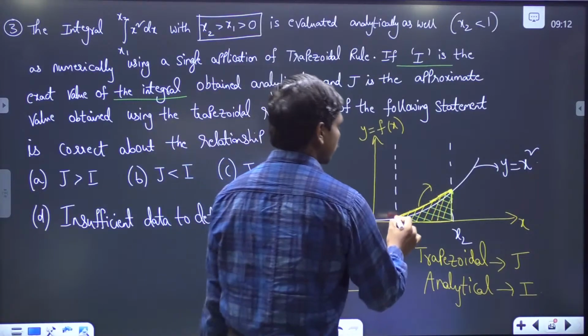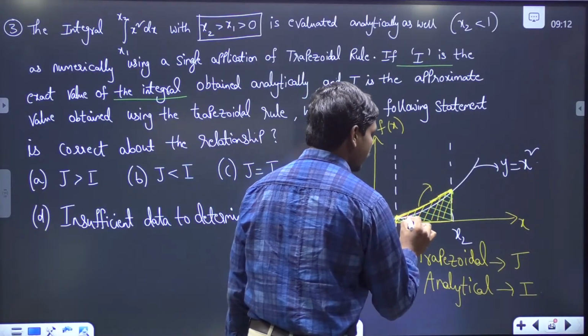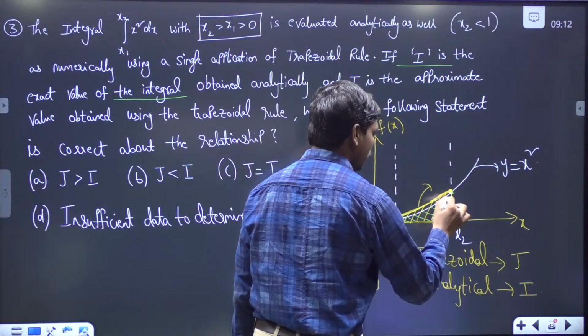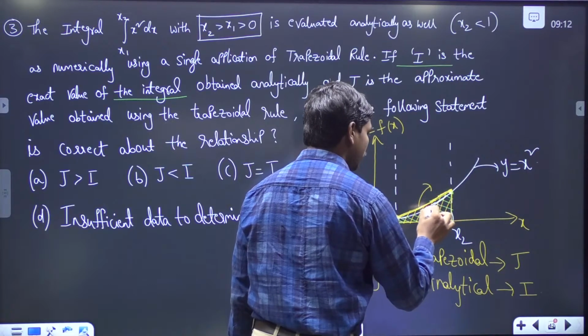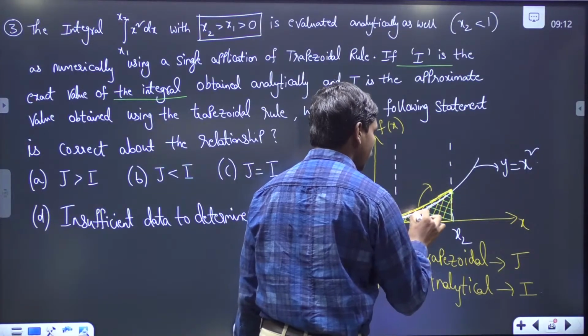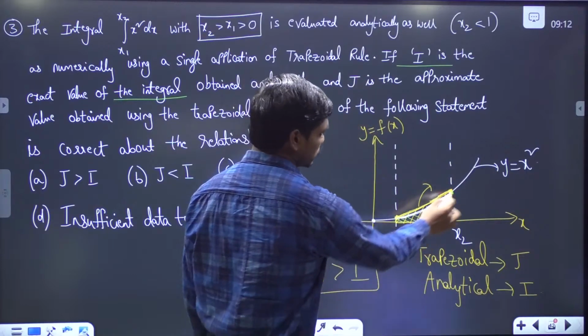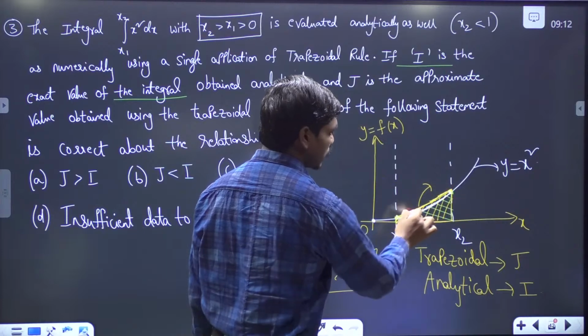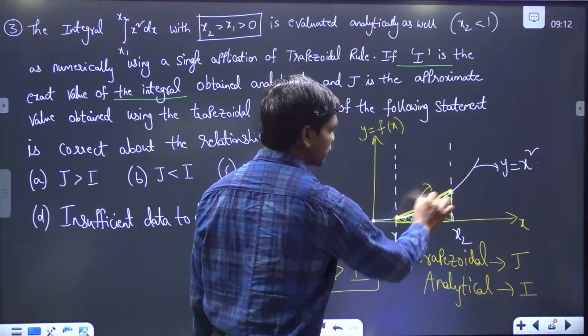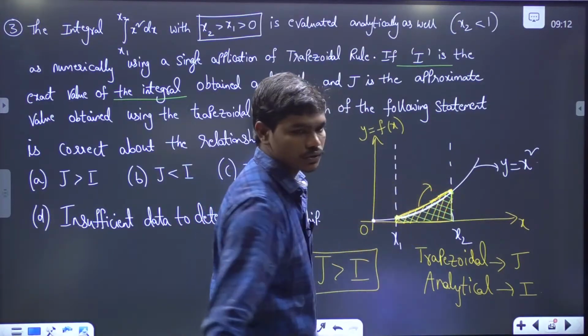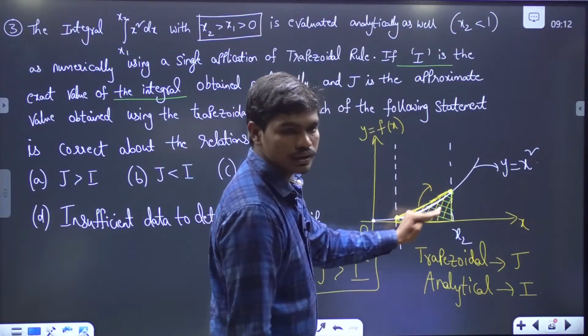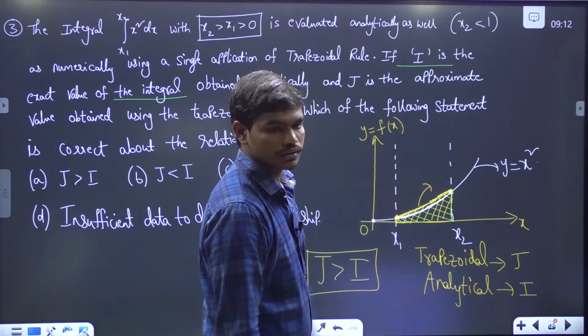So see here, the area under this white line which I have drawn is the exact area of this integration from x1 to x2 of x square dx. Now if I join these 2 points with a straight line, then this yellow line is the curve which encloses the area. The area under this yellow curve is more than the area under the next curve.